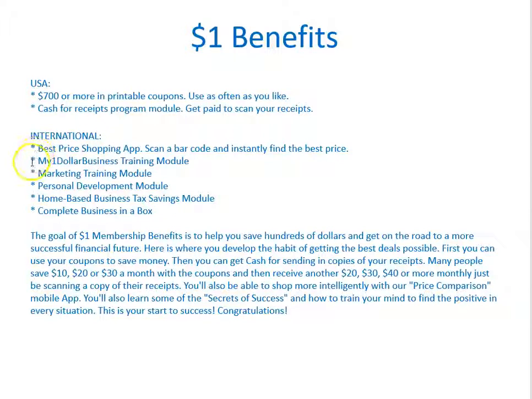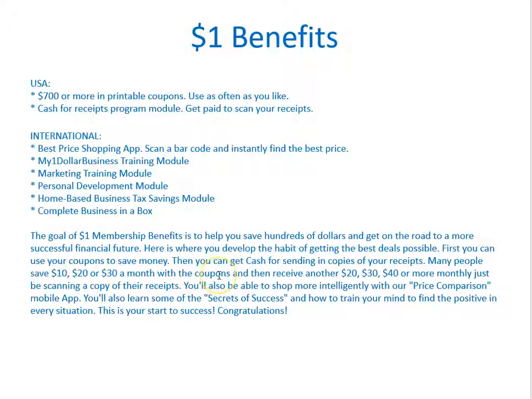And then we're going to get the My1DollarBusiness training module, marketing training module, personal development module, and home-based business tax saving module. The goal of the $1 level is to begin to help us save money. When you save real dollars, it's just like earning real dollars. And you can see here, if you use the products, it says many members save $10, $20, $30 a month with coupons, and then some members receive as much as $20, $30, or $40 more back by scanning a copy of the receipts.